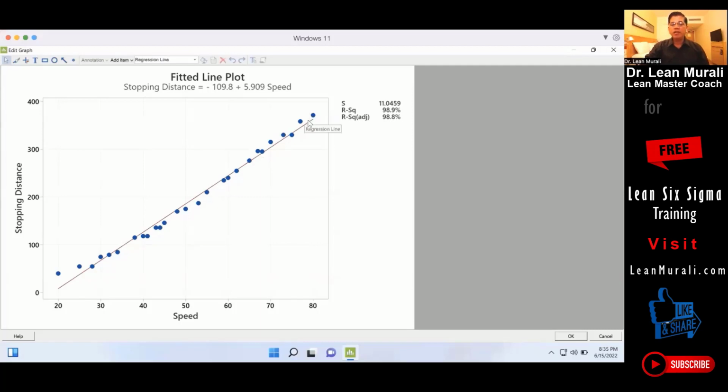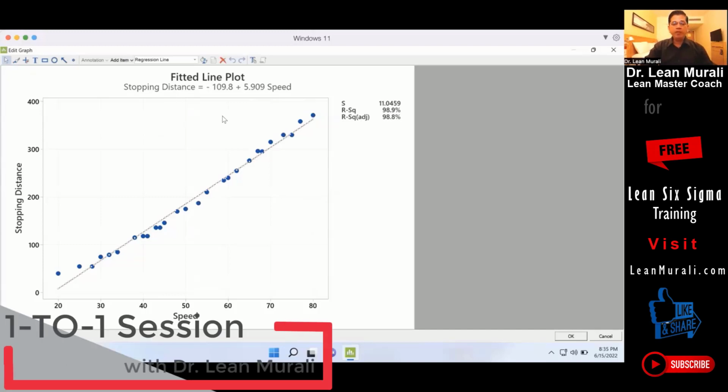This line is called a regression line. So first, you notice the scatter plot. Second, you notice the correlation. Third, you notice the regression line. Next, you see the R square. R square is 98.9%. Do you see an equation here? The equation is stopping distance equals 109.8 plus 5.09 times speed.